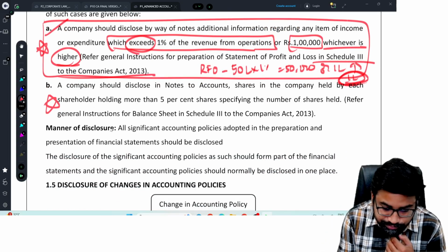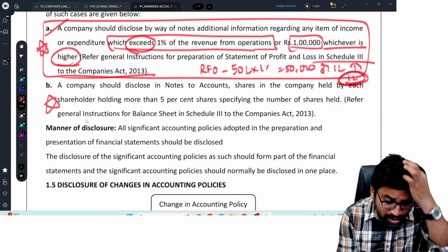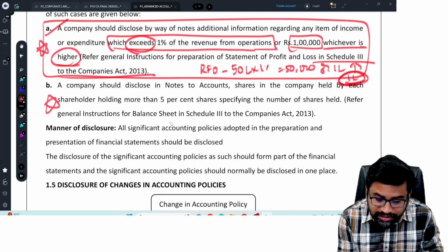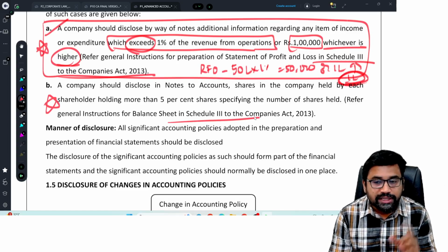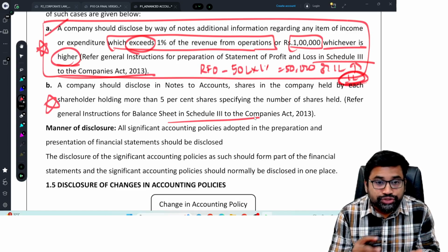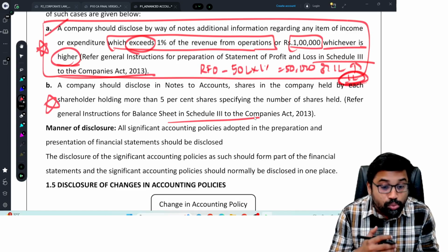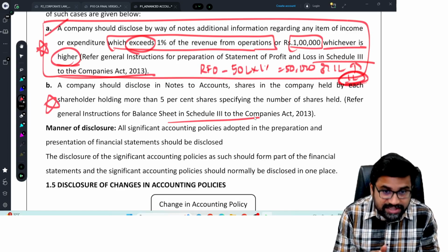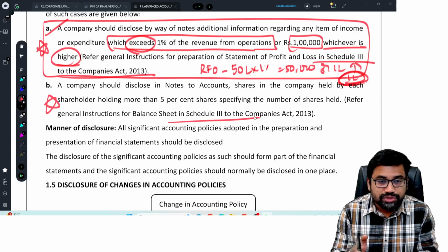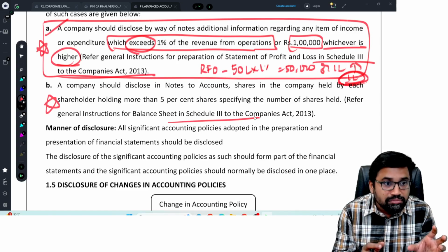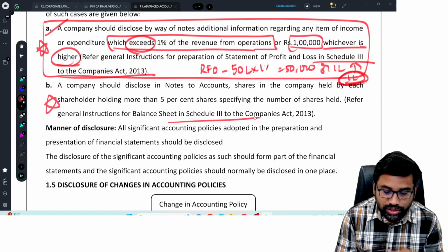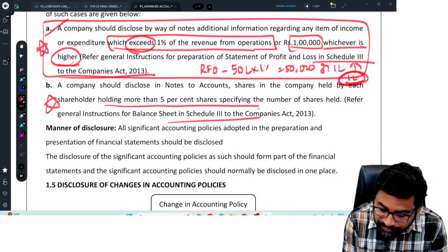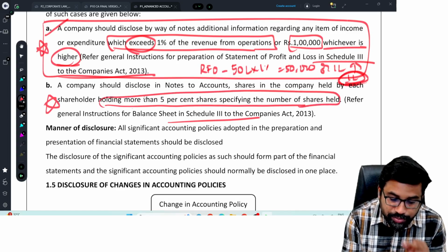And also in the study material, they have given one more example, sir. This example is also taken from Schedule 3. In Schedule 3, when we are discussing share capital, there is one point that shareholders holding more than 5% of the shares should be disclosed, and the name and the number of shares held by each shareholder should be disclosed.